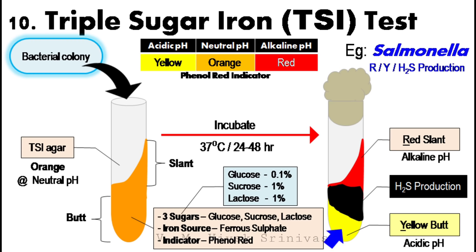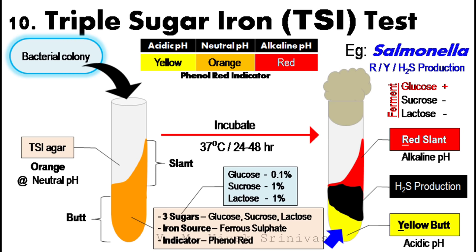Remember, the butt portion comparatively contains more glucose than the slant portion. Since Salmonella ferments only the glucose present in the media, a small amount of acid is produced, which turns the phenol red indicator to yellow only at the butt portion. This type of reaction is observed in Salmonella.